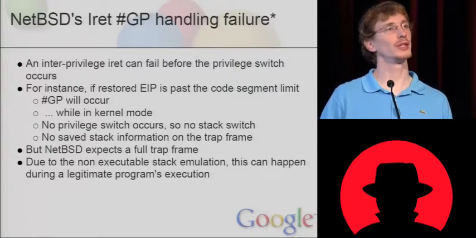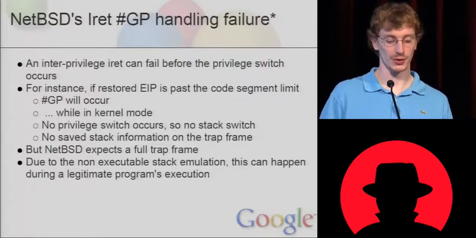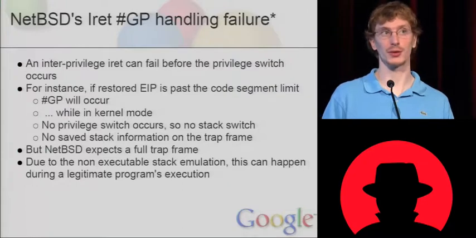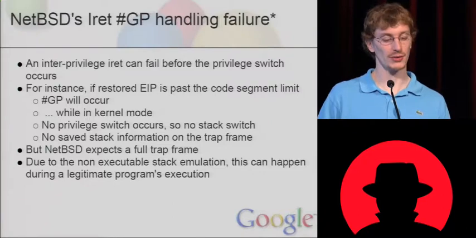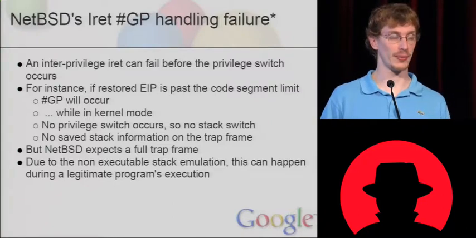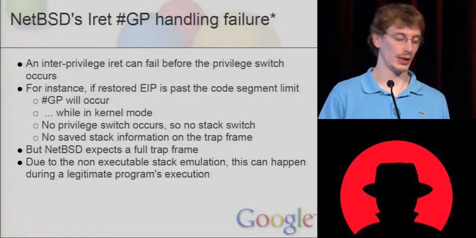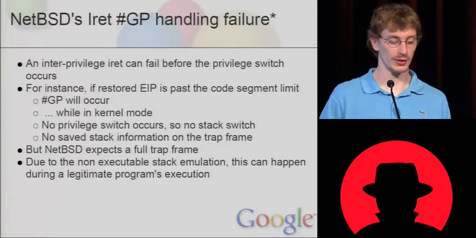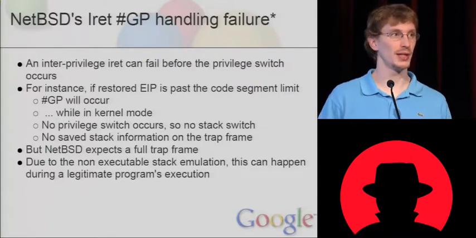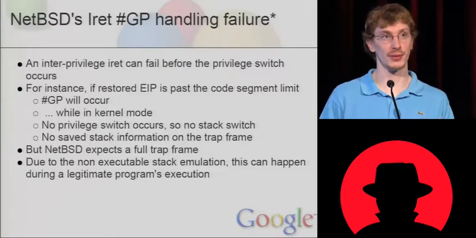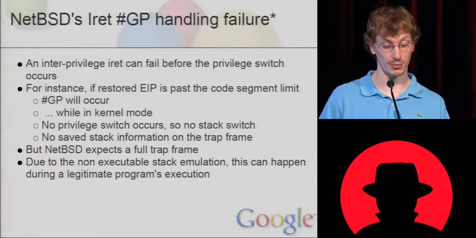So what difference does it make that no privilege switch occurs? Well, if no privilege switch occurs, no stack switch occurs between userland and kernel-land stacks. So basically you have no saved stack information on the trap frame. If your operating system is not expecting this, and NetBSD was not expecting this to happen, it was expecting a full trap frame all the time, well, basically you will have your trap frame shifted. So of course you can play with this and try to exploit this.